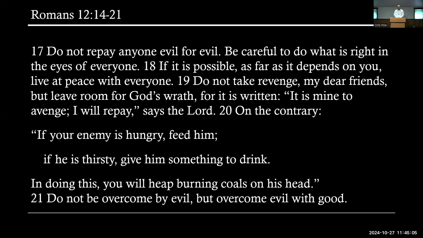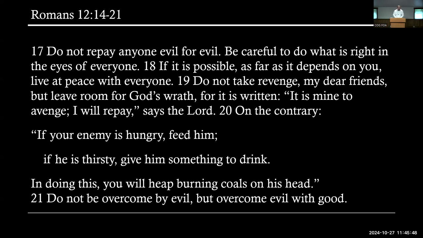Continue on, it says, do not repay anyone evil for evil. Be careful to do what is right in the eyes of everyone. If it is possible, as far as it depends on you, live at peace with everyone. So you can only affect your response. We're told in verse 14 that we're supposed to bless those that persecute us. Verse 18 isn't saying that we're supposed to make those that persecute us stop that. We're told that we're supposed to bless those that persecute us. Our response, our portion of that relationship is supposed to be peaceful.